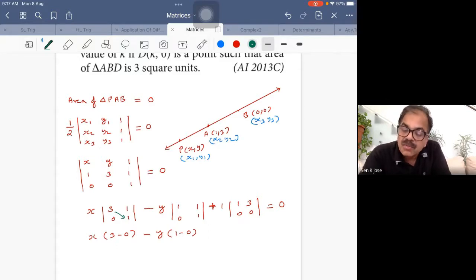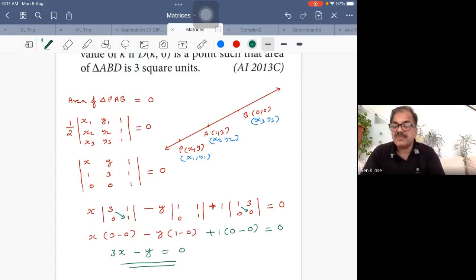And it's always subtraction after that. So first product is 3 into 1. Then subtract. Then 1 into 0 is 0. Here 1 into 1, I wrote 1. Subtract minus 0 into 1. So like that. And then plus 1 into cross multiply like that. 1 into 0 is 0, minus 3 into 0 is 0, is equal to 0. So that gives me 3x minus 1y is equal to 0, is the equation of the line.